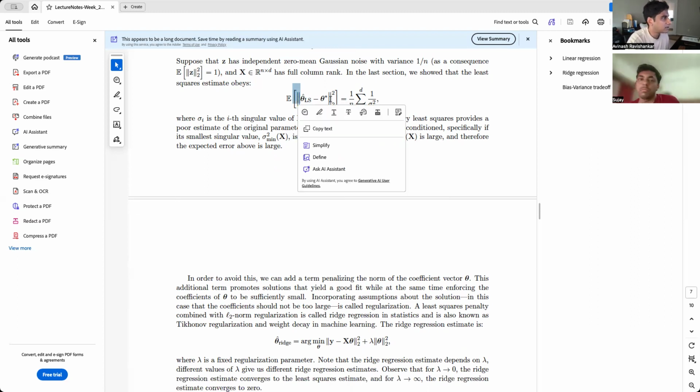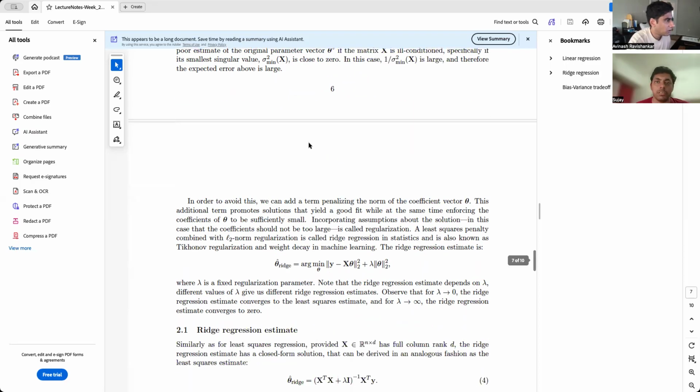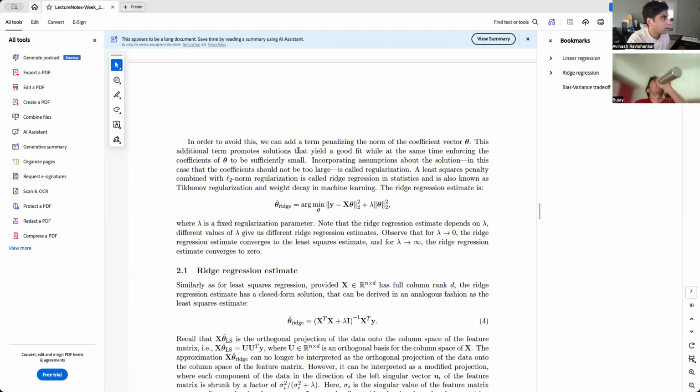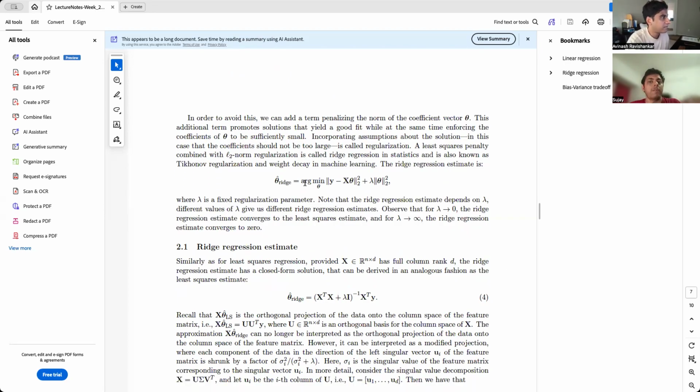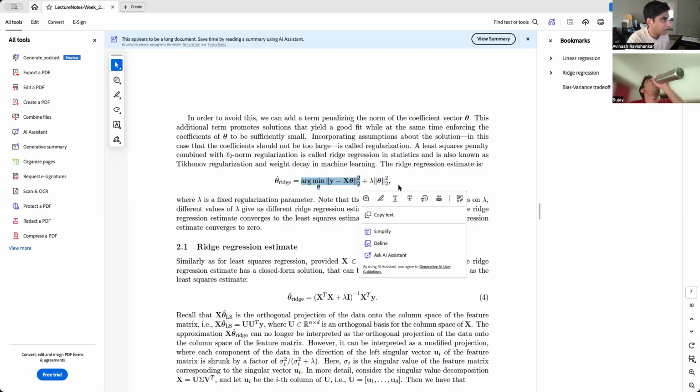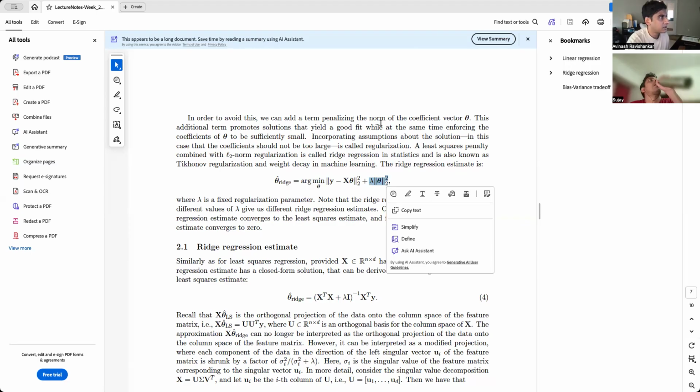Are we trying to minimize this, though, too? No, we're not minimizing this. This is just what we care about, that this quantity is not very large. Okay, got it. In order to avoid this, we add a term penalizing the norm of the coefficient theta. Okay, so now I have my least squares here plus the penalty term.